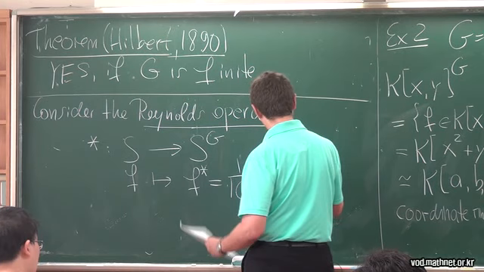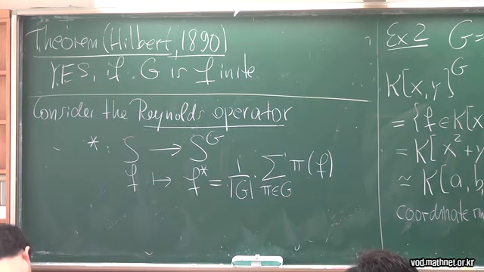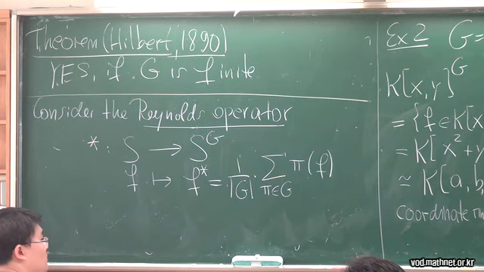Okay, so, well, this makes sense for two reasons. A, the group G is finite, right? And B, the characteristic is zero, right? So you can divide by the group order. So since G is finite and since the characteristic is zero, we can average a polynomial over the group.